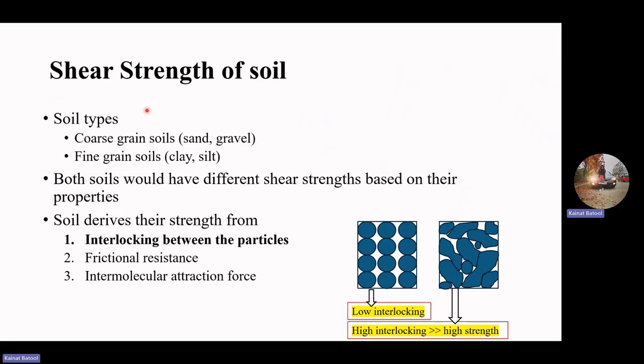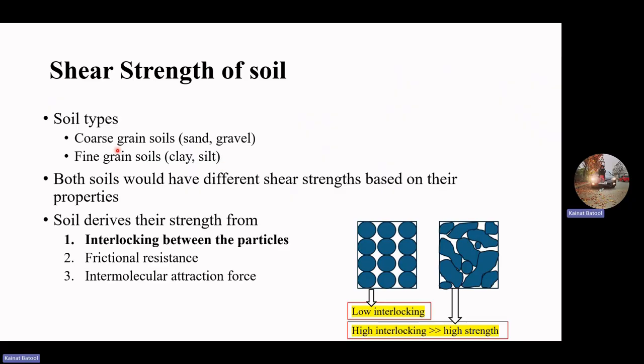So let's move on. Firstly, we will see that there are two different types of soils. One is the coarse grain soils, which are generally termed as sand and gravels. Then there are fine grain soils, which are clay and silt. This classification is basically done on the size of the particles of a soil mass.